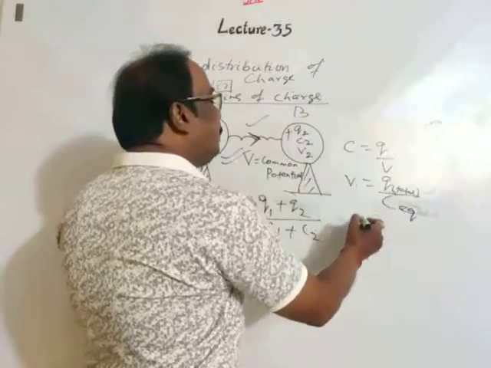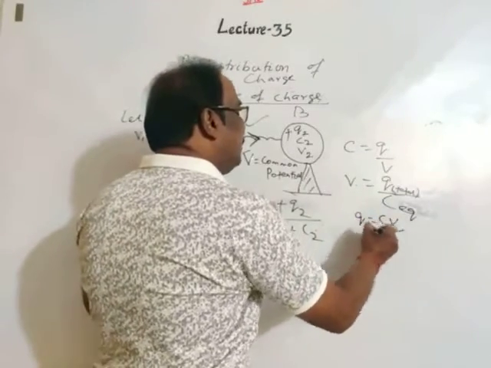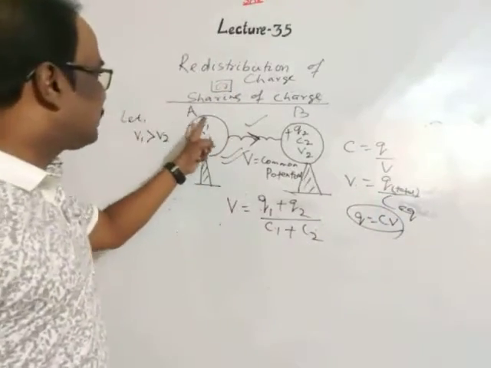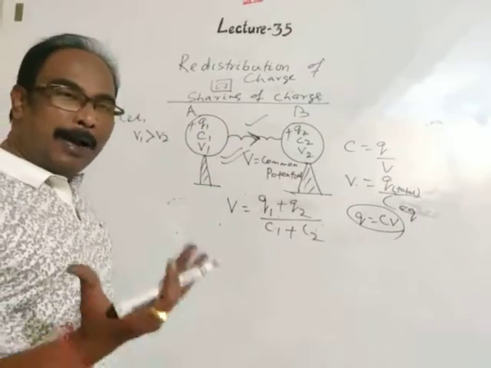Again, C is equal to Q by V, and Q is equal to CV in general. Q1 is the charge on body or capacitor A.